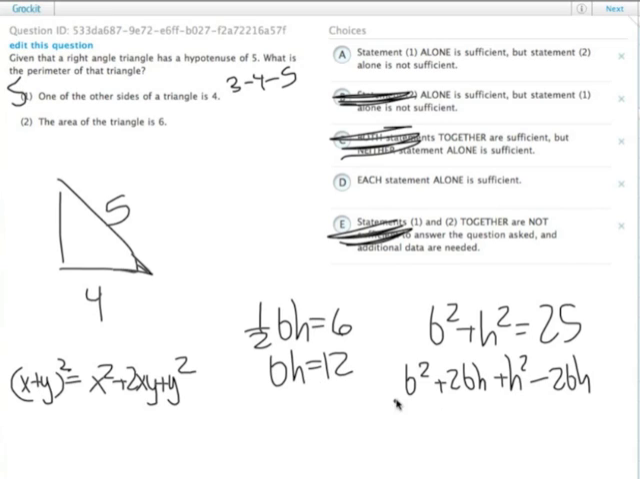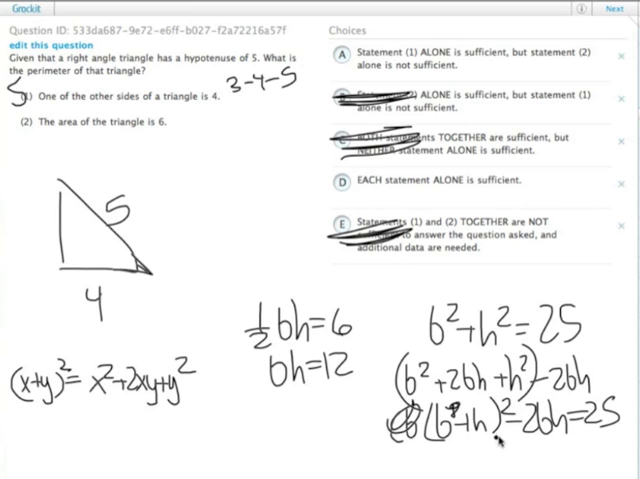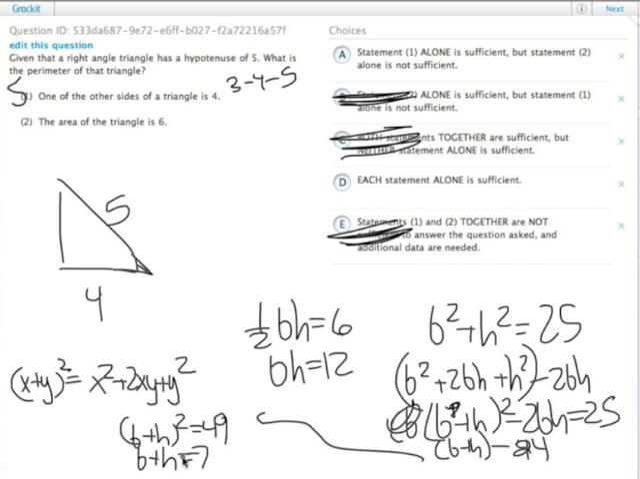So now we know that we have, so this is really b plus h quantity squared minus an additional 2bh equals 25. We know what 2bh is because bh equals 12, so this is minus 24, b plus h quantity squared. Going over here, we are now then at b plus h quantity squared equals 49 because we've added 24 to both sides. Therefore, b plus h equals 7.